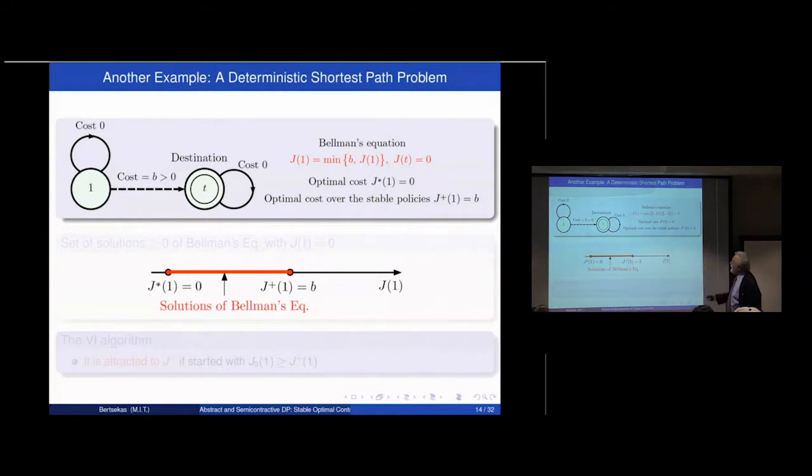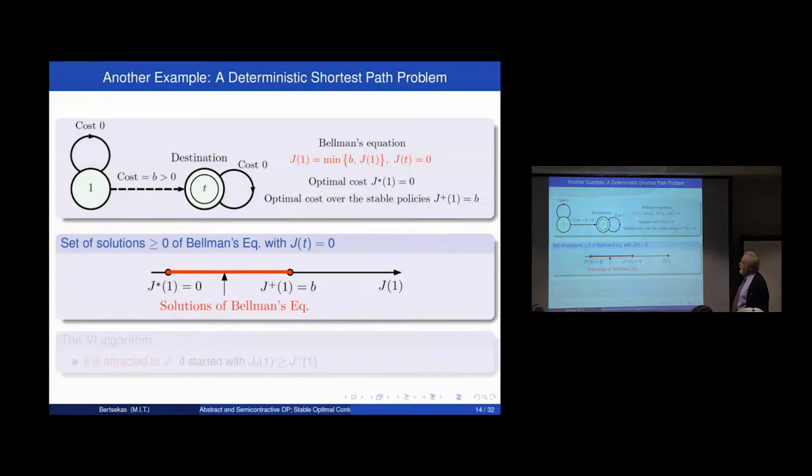Okay? So what is Bellman's equation? Bellman's equation is what you see here. J of 1, there's only one x that has its value in question. It satisfies this equation here, and J star is 0. The optimal cost is 0. It is optimal to spin around forever in this cycle. This is a problem with zero-length cycles, which are known to cause problems in shortest path theory. However, what are the stable policies? The stable policies, there's only one of them, the one that goes straight to the destination, the terminating policy. So J plus is equal to B, the cost of that terminating policy.